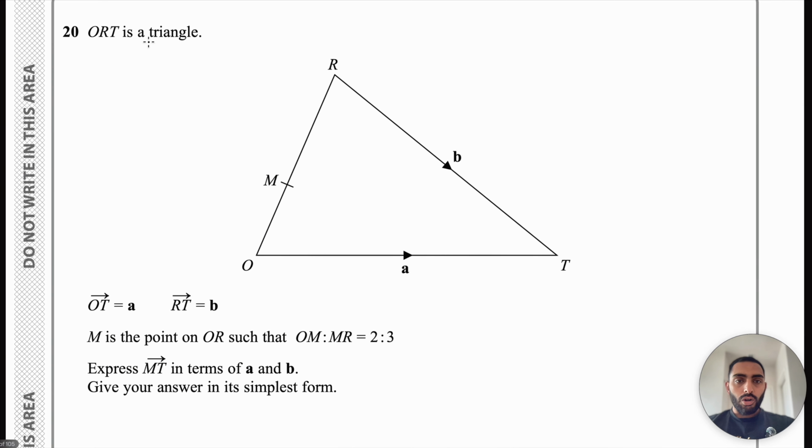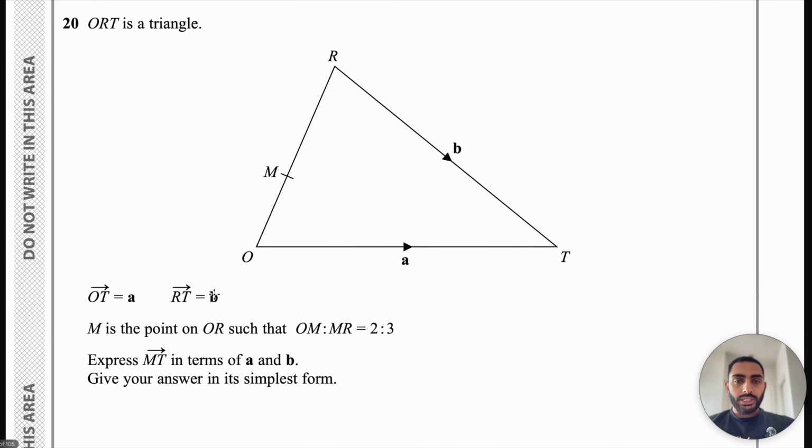Question 20. ORT is a triangle. OT is equal to A, and that's already on. RT is equal to B, and that's already on. M is the point on OR, so it's over there, such that OM to MR is 2 to 3. This is saying this line is split up in a ratio 2 to 3. So altogether, there's 5 parts. So that means this part of the line will be 2/5 of the line, and this part of the line would be 3/5 of the line.